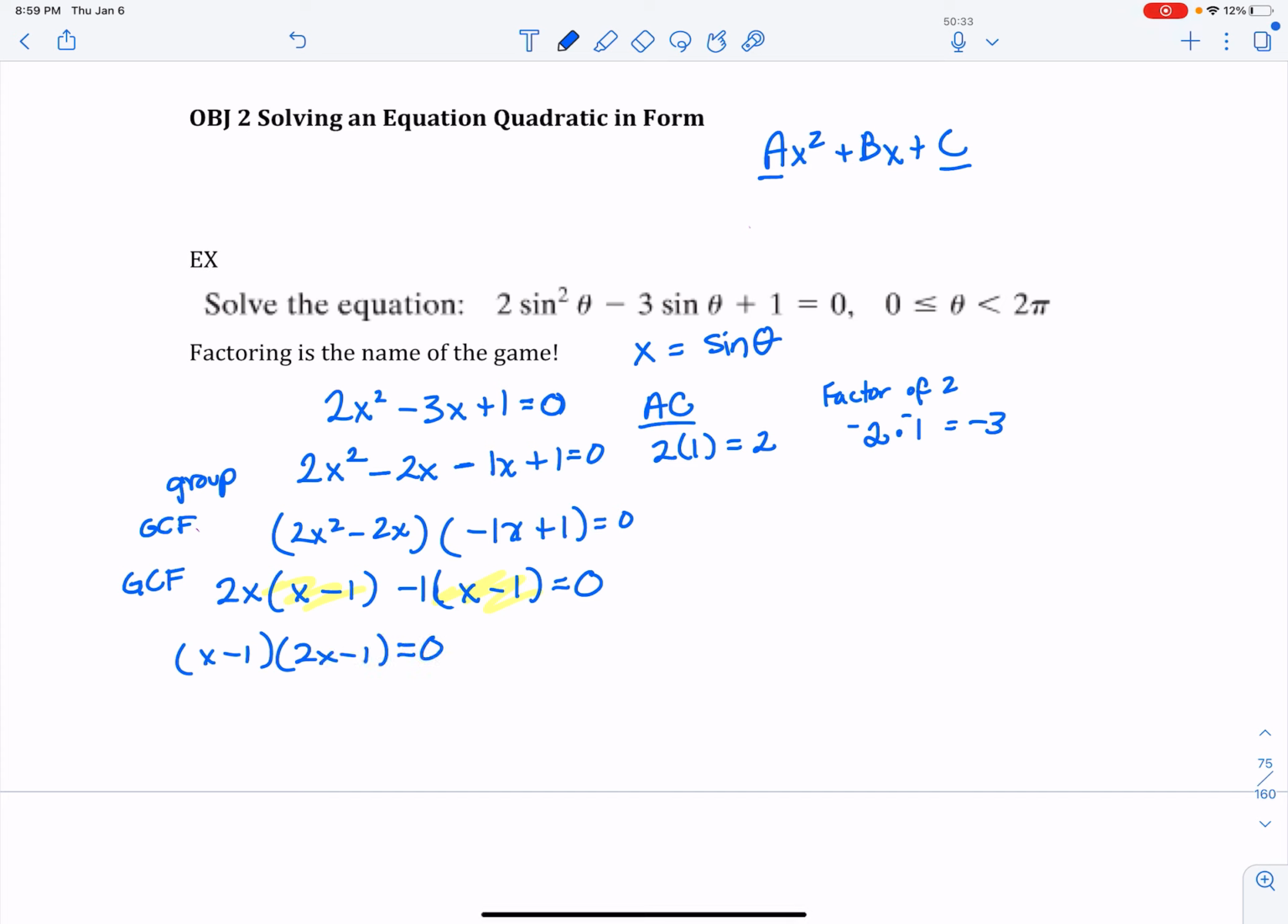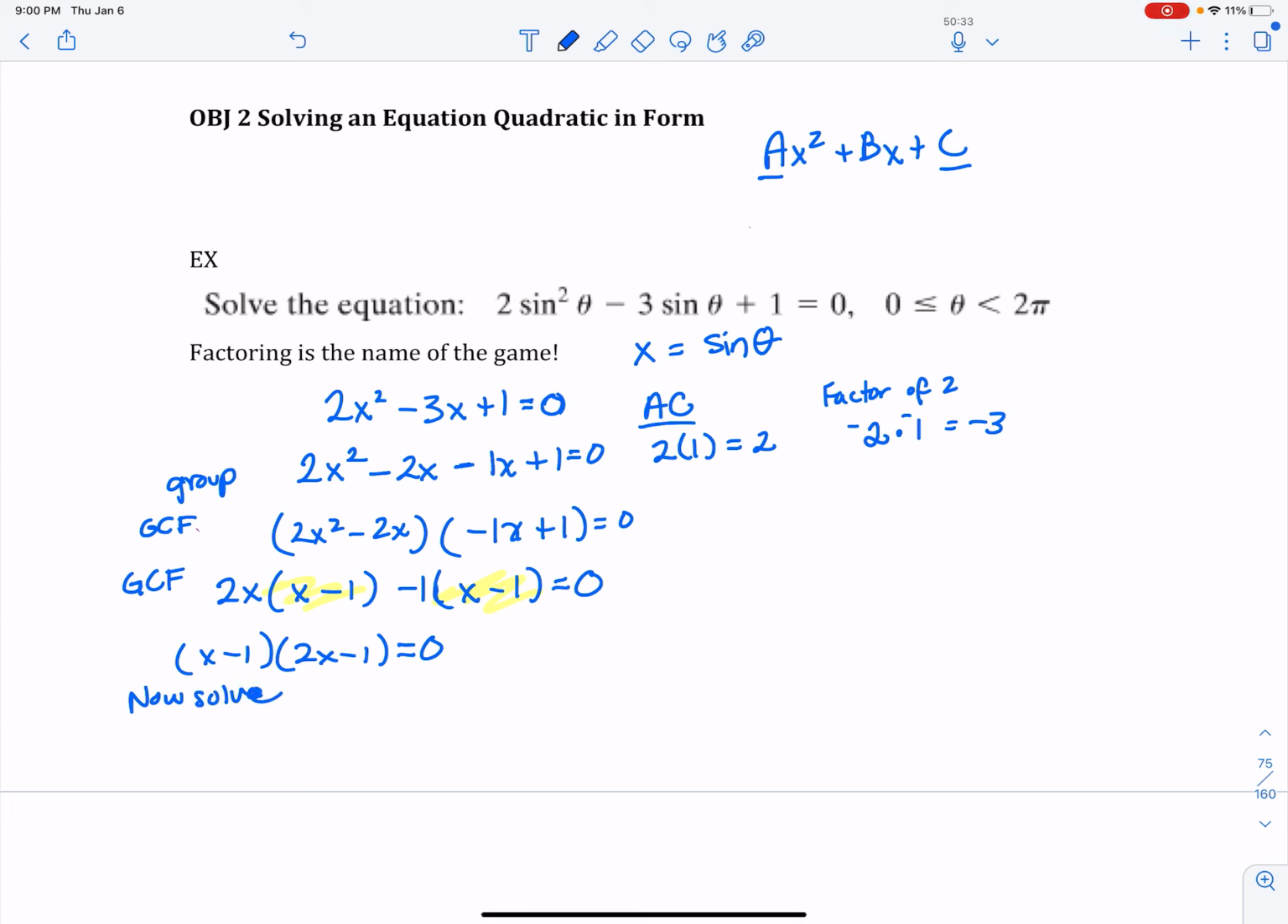Okay, your last step is to check it. So you FOIL it out. X times 2x is 2x squared. That's my first term, so that's good. My middle terms are going to be negative 1x and negative 2x, so that equals negative 3x, and then negative 1 times negative 1 is a positive 1. So that all checks out. So now you've got to solve.